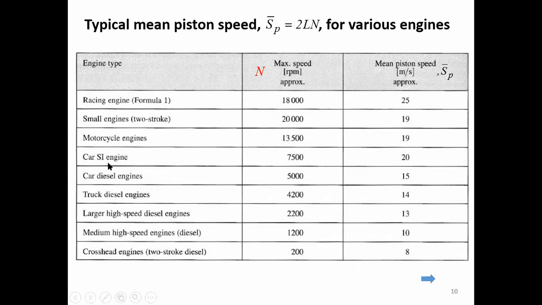For the SI engine, the diesel engine, and the truck diesel engines, the speed gets lower and lower, especially for large diesel engines. The maximum speed is just 20 to 100. For the medium high speed diesel engine, the maximum speed is 1200. And for the crosshead engine, a two-stroke diesel engine, it is 200. Why we call it a crosshead is because it is a different type of engine. I can show you the crosshead engine.